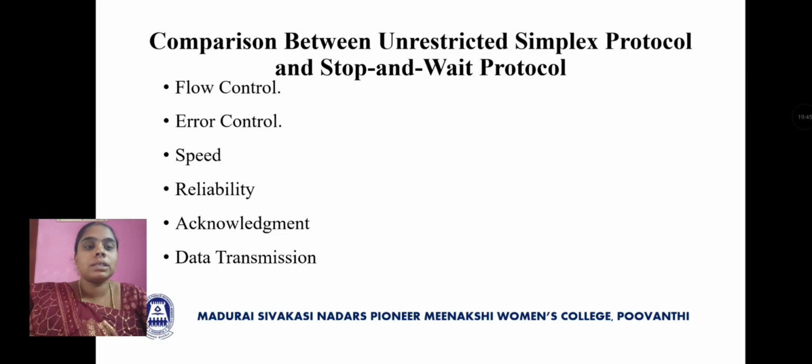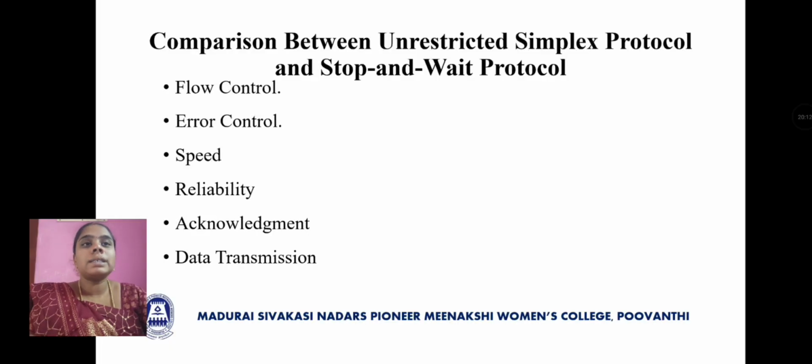And then comparison between unrestricted simplex protocol and stop and wait protocol. The first one is flow control. Unrestricted simplex protocol does not provide flow control, whereas the stop and wait protocol provides flow control by using acknowledgement. And then error control. The unrestricted simplex protocol does not support error control, whereas the stop and wait protocol provides limited error control through acknowledgement.